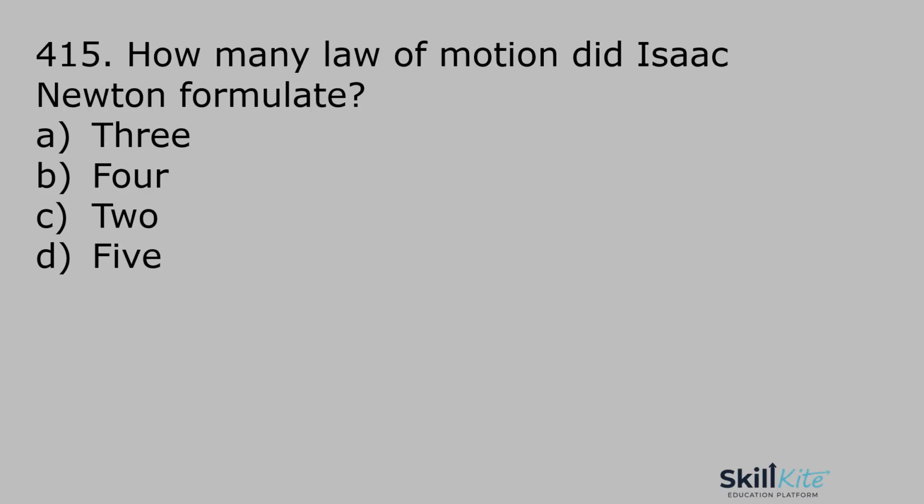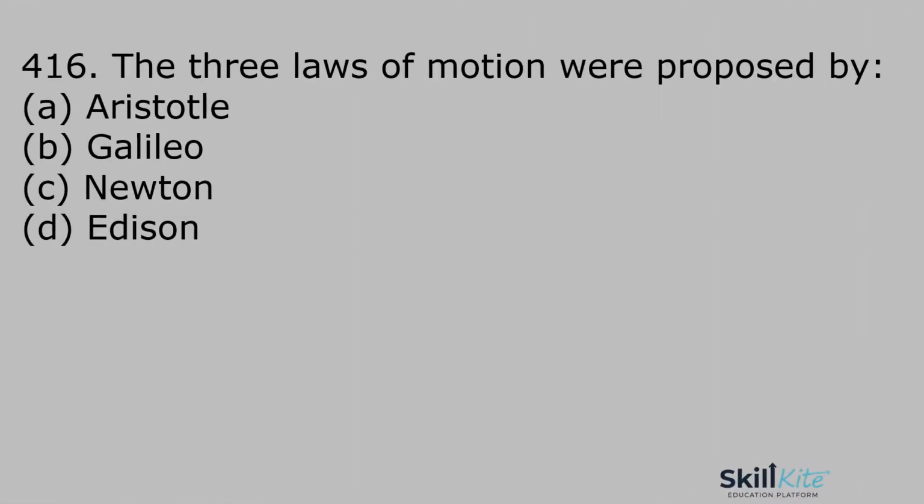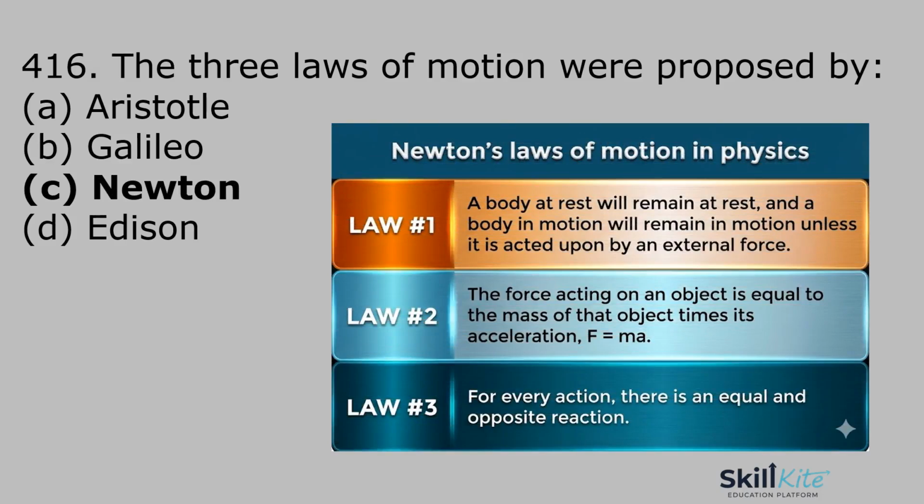How many laws of motion did Isaac Newton formulate? That is three: Newton's first law, second law, and third law. The three laws of motion were proposed by Sir Isaac Newton. Option C. You can see here these are the three laws proposed by Newton.